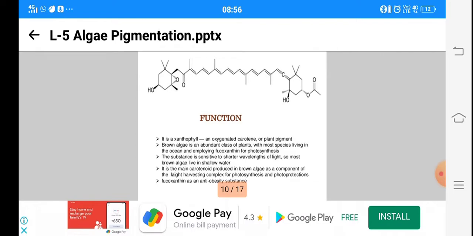The function of xanthophyll generally, as they are the oxygenated carotenes and plant pigments, is mainly seen in brown algae. The wavelength of light generally differs from this one.